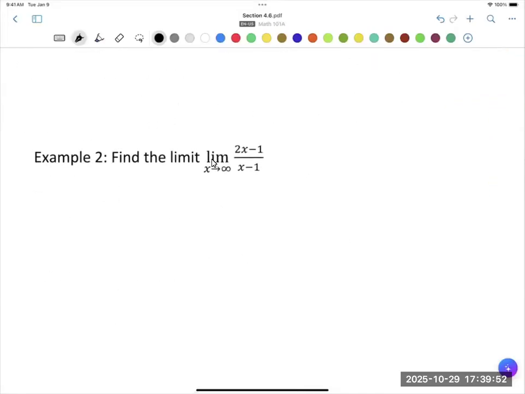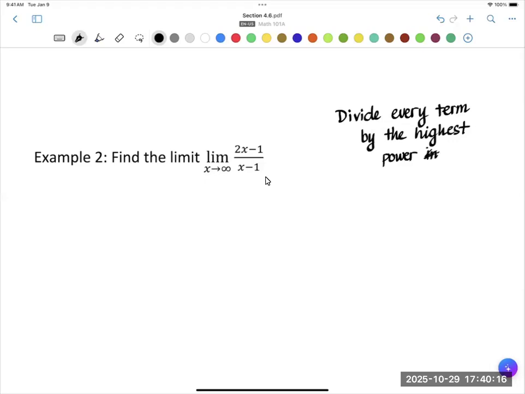So when you see a fraction like this, if we want to find out whether there is any horizontal asymptote, we can try to divide every term by the highest power in the denominator.